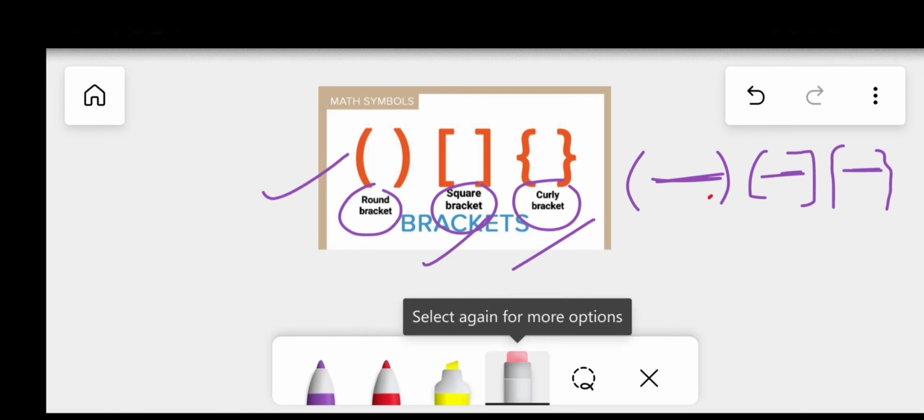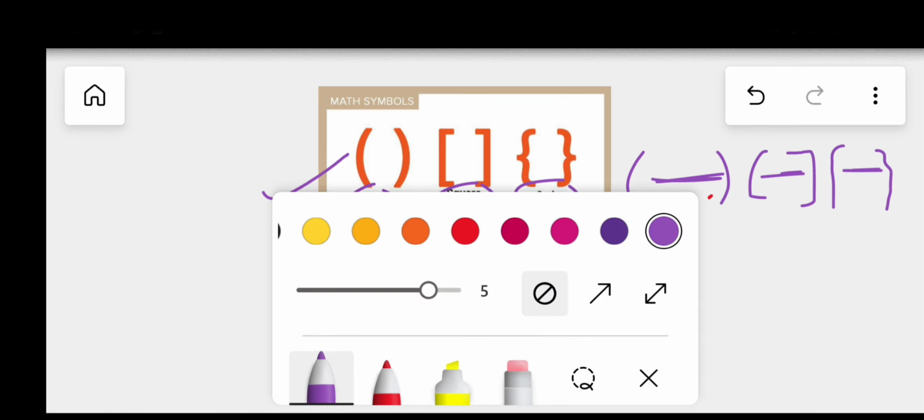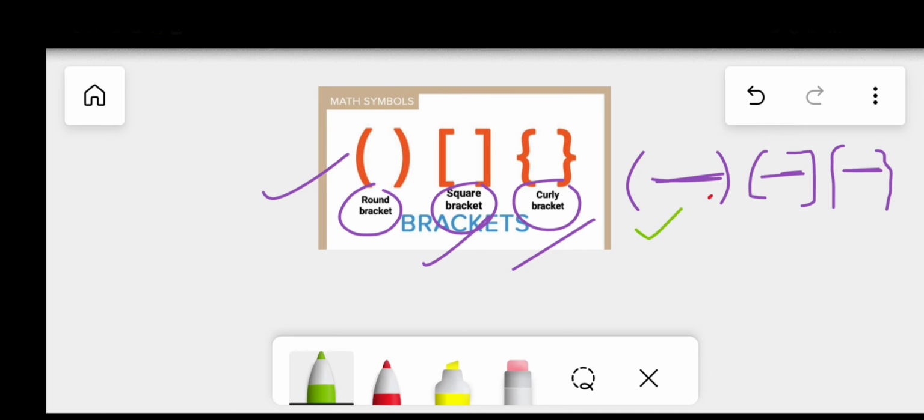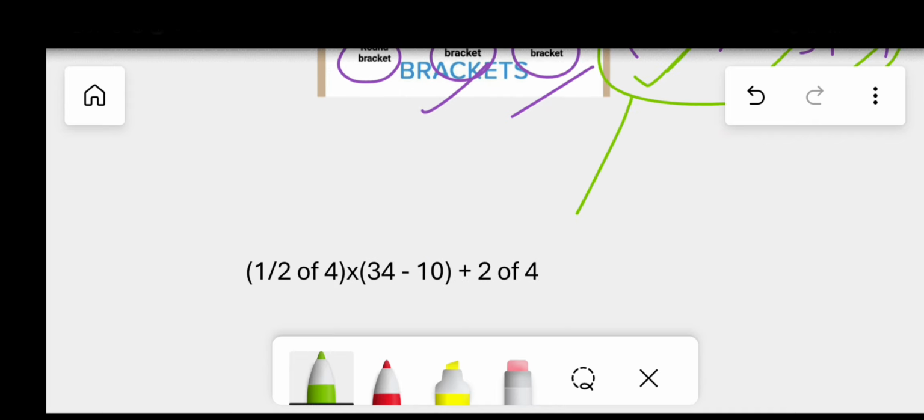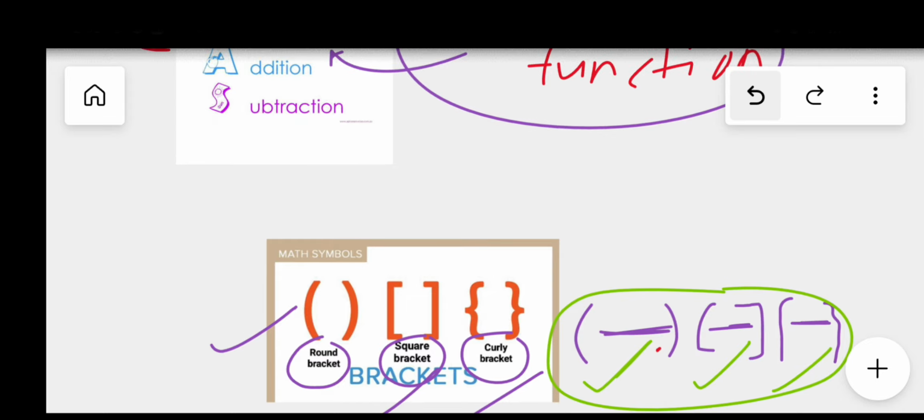Okay, this is looking a little messy, let me clear it up, and let's choose the color green. We will first solve round bracket, then square bracket, and finally the curly bracket. If you are not clear with this, with some questions you will definitely clear this concept. So let's jump into the question.